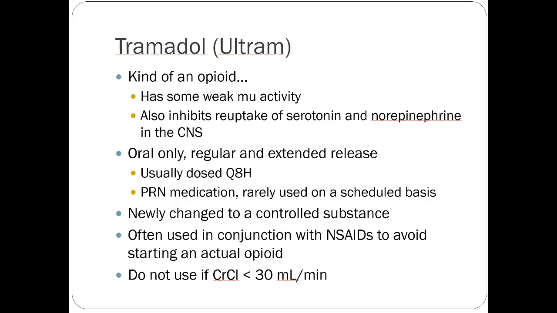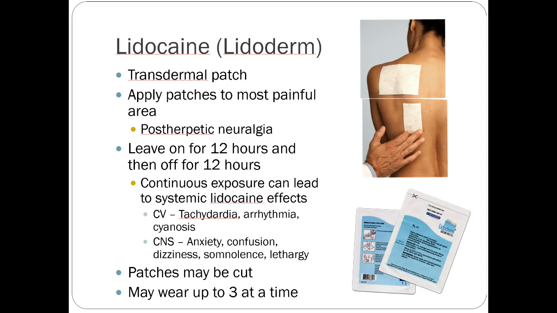So it's kind of like, again, that middle rung of the WHO ladder. You don't want to prescribe a full opioid. Your NSAIDs aren't cutting it. Tramadol is where a lot of people fall. Creatinine clearance is limited in patients with severe renal dysfunction, and it's often used in conjunction with NSAIDs to avoid starting your actual opioid.